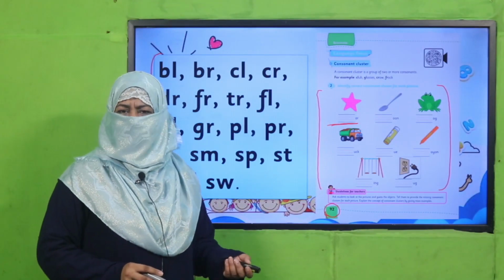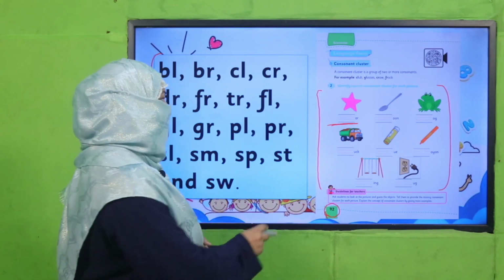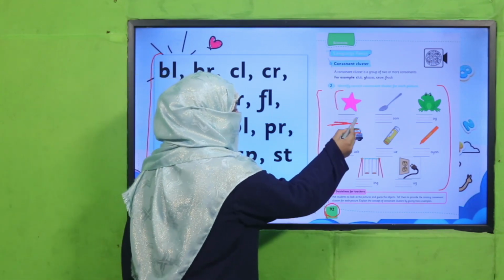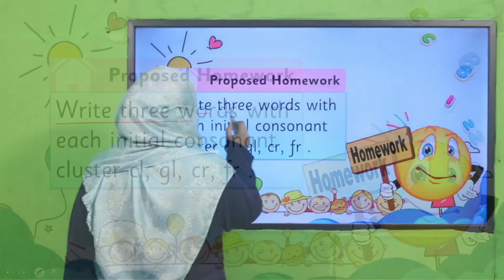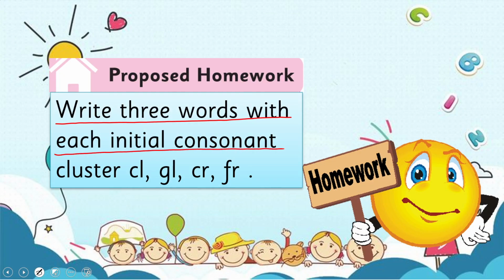Yes, my dear students, are you done with it? Good job. It was easy because the picture is there, so we know it's star, right? Okay, so it's time for your homework. You will write 3 words with each initial consonant cluster. So here are 4 consonant clusters. So you will write 3 words by using each of them.